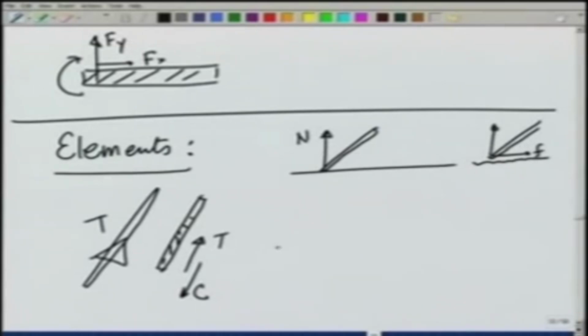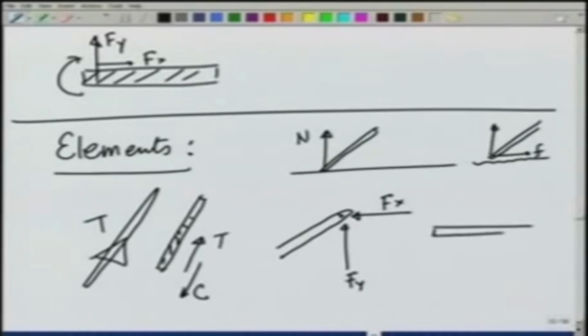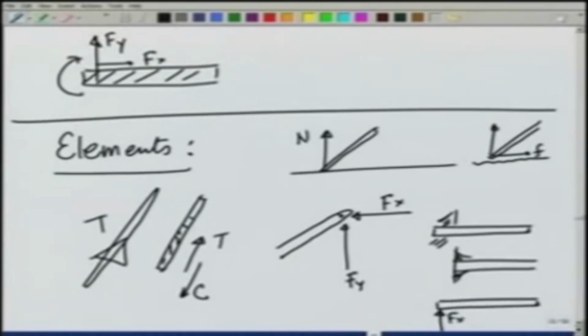Then we looked at pin or hinge joints, and this can create a force in the x direction as well as in the y direction. And finally, we looked at built-in or welded or glued support systems and saw that these are capable of generating a vertical force, a horizontal force as well as a couple moment.